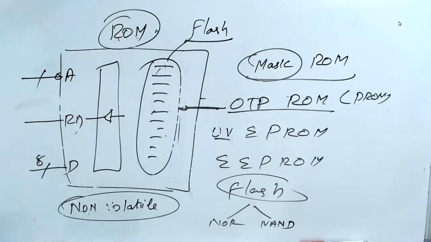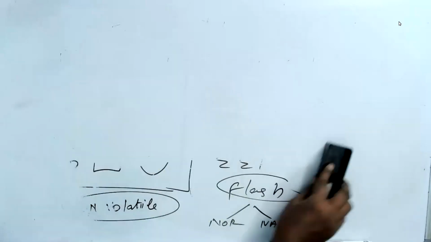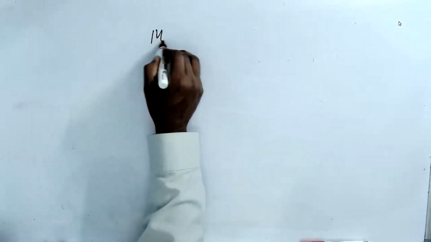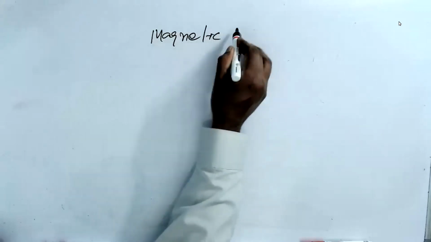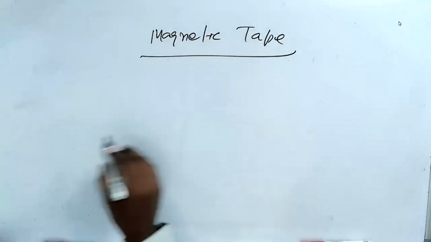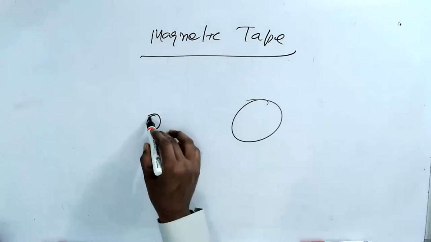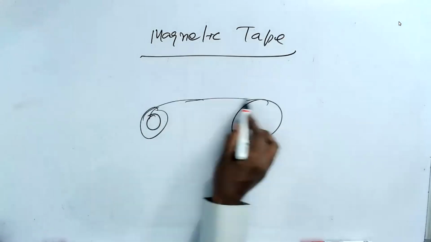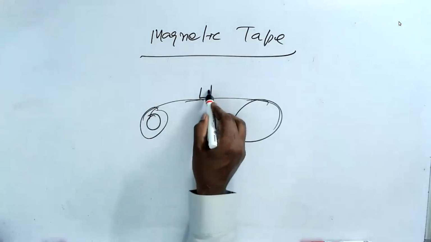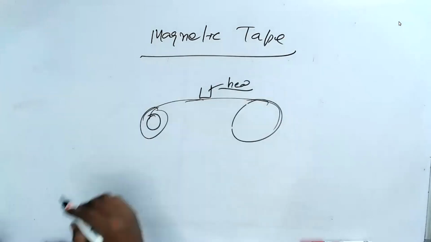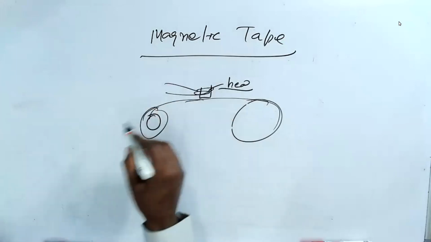Now, let me explain to you one more important factor. What is the memory? These memories are the ones which remember. In the initial days, people used magnetic tape. The magnetic tape will be like this. There will be a small head. The head will read or write the data. This is called the read-write head.